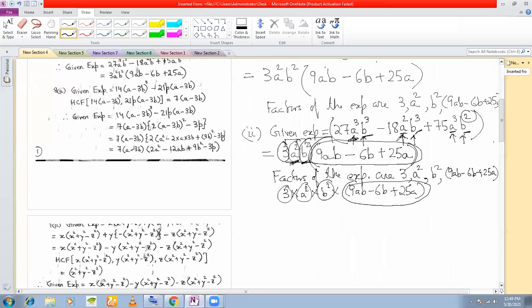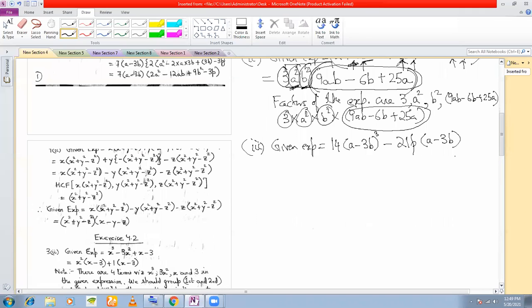We move on to the next one. Number 3. Given expression here is 14(a minus 3b) whole cube minus 21p(a minus 3b). Okay, now there are only two terms. So I group them together.